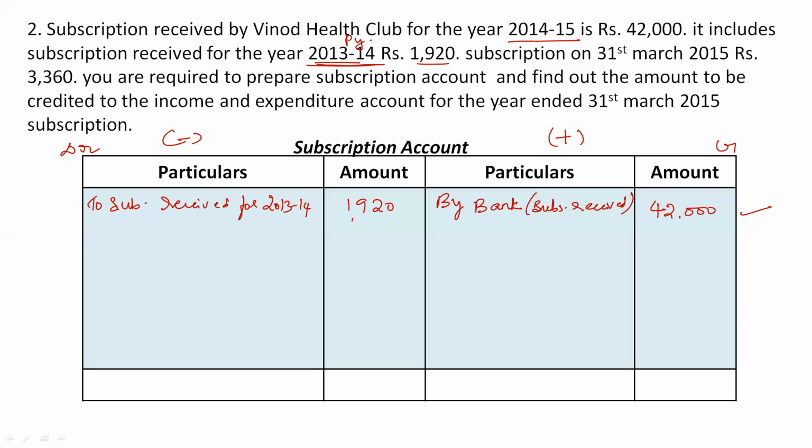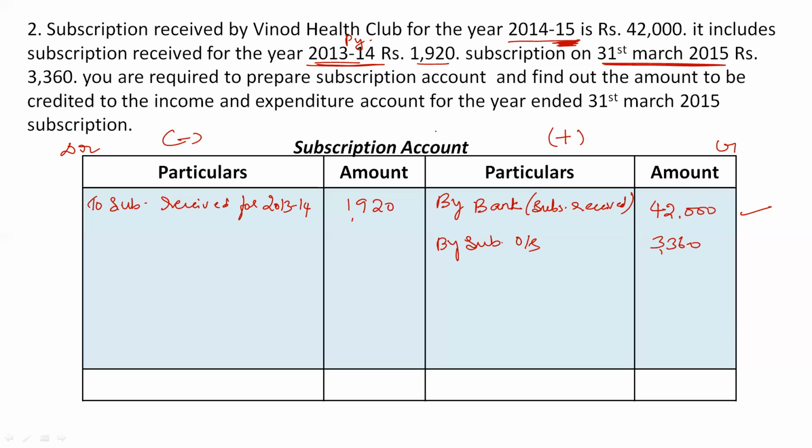Then subscription on 31st March 2015, rupees 3,360. Now 31st March 2015 is the last day of the current year. That means it's related to the current year only, right? So we will add this into the subscription received during the year. We'll take it on the credit side as by subscription outstanding. Subscription at the end of the year is nothing but outstanding, but it's related to the current year only, so we are adding it: 3,360 rupees.